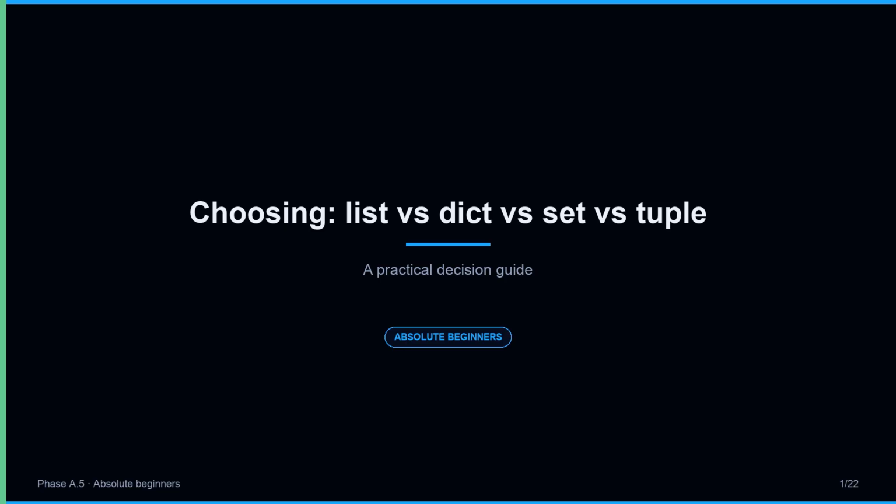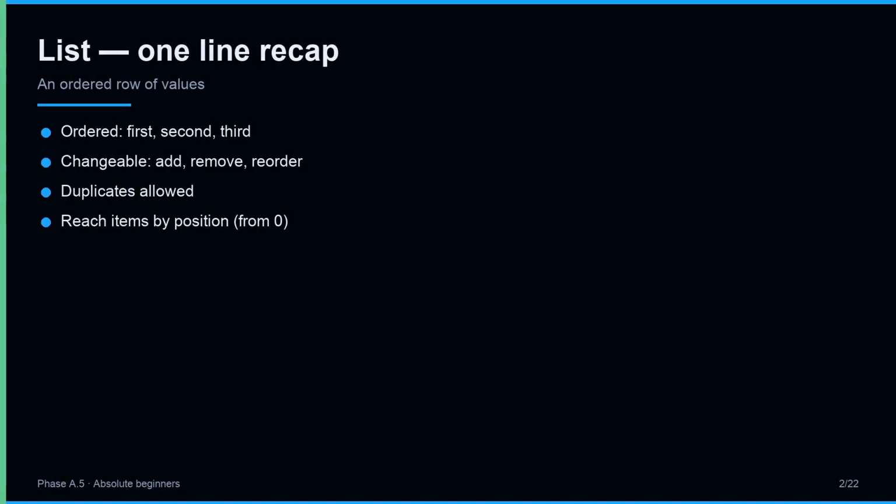This is a practical decision guide, not a deep dive. We use real scenarios, a shopping list, a phone book, unique tags, and fixed coordinates. The decision guide begins. Let me recap each type in one line. A list keeps items in order, first, second, third, like a shopping list. Order matters, items can repeat, and you can change the list later by adding or removing items. You reach items by position, starting at 0. Lists are the default choice when you have a row of values and you care about their order. Order is the list's job.